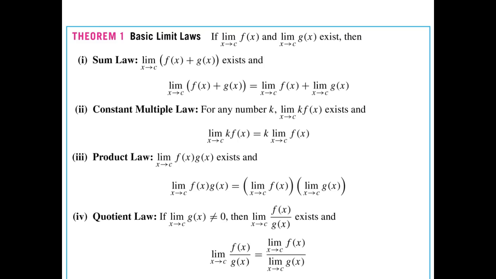Constant multiple law. For any number k, as x is approaching c, k times f of x. We already know that f of x has a limit. What if you multiply k times it?